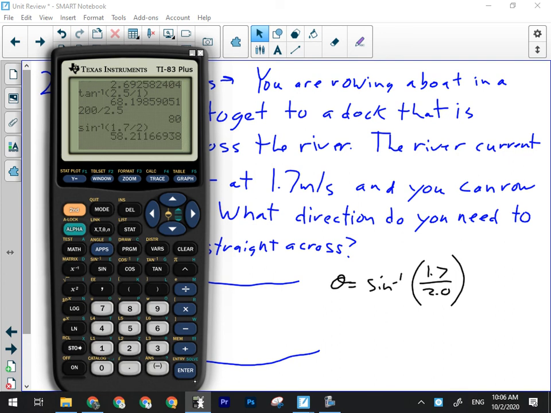Okay, so I'd have to really row across 58 degrees. I'm more than halfway into the current. Okay, so I'd be rowing almost like upstream, more upstream than across in order to make that happen.